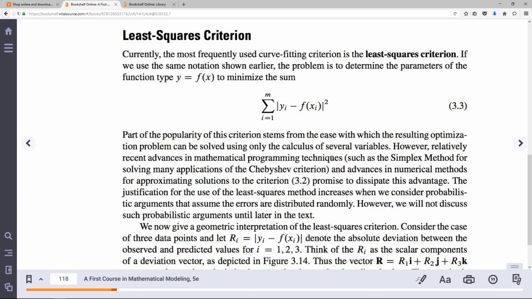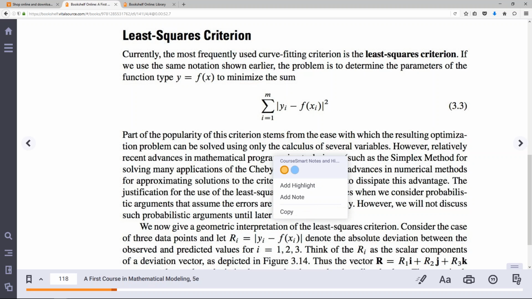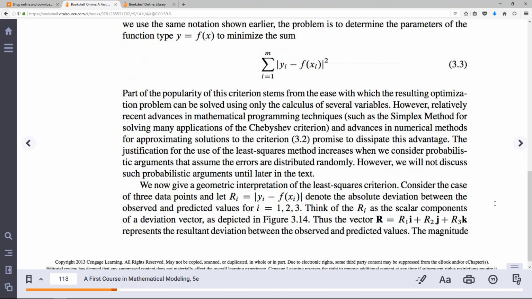So what we're trying to do, if we use the same notation shown earlier, is determine the parameters of the function form y equal to f(x) to minimize the sum of the squared differences, where yi is the observation value and f(xi) is your predicted value. So your observation minus the predicted value, absolute difference squared, and then sum through all of the individual i's. In that case, this is your objective function, and the question is, how can we solve this type of problem?